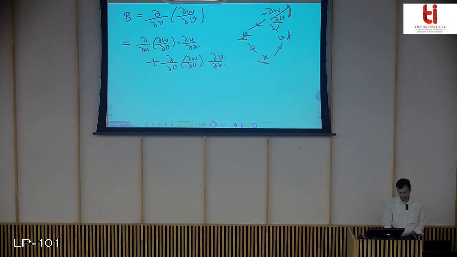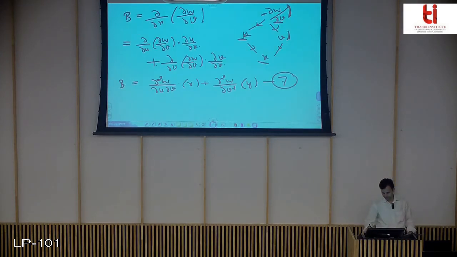And this gives you, now writing it properly, del square w del u del v, del u by del x is x plus del square w del v square, del v by del x is your y. Yes, sir, it is. So this is basically your equation number 7. So you can see here now the things that we were looking for are obtained now.